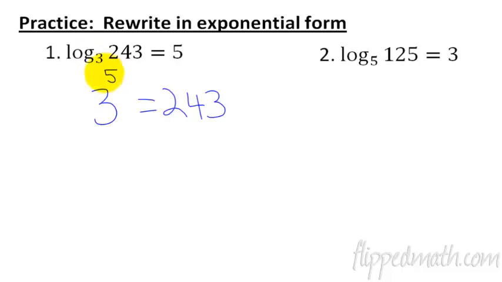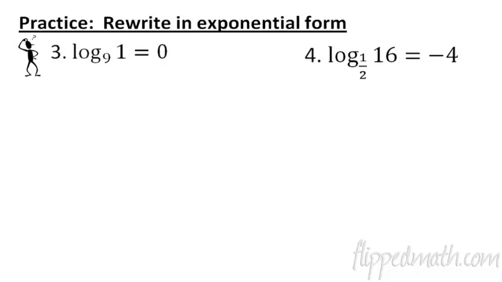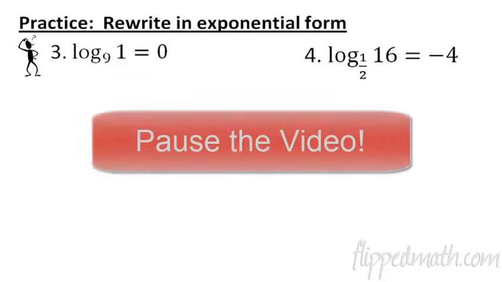3 raised to the 5th power. If we did that in a calculator, we get 243. Okay, number 2, the base is a 5. We're going to raise it to the other side, which is a 3, and then 5 cubed will equal 125. That is logarithmic form. See, so easy. Okay, now you can do this on your own. Pause the video now, do numbers 3 and 4.